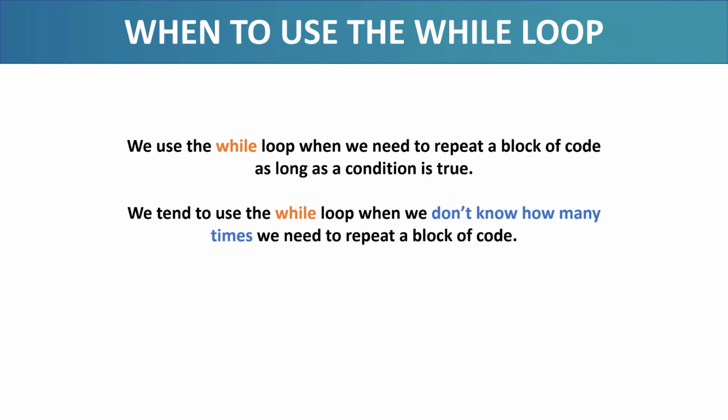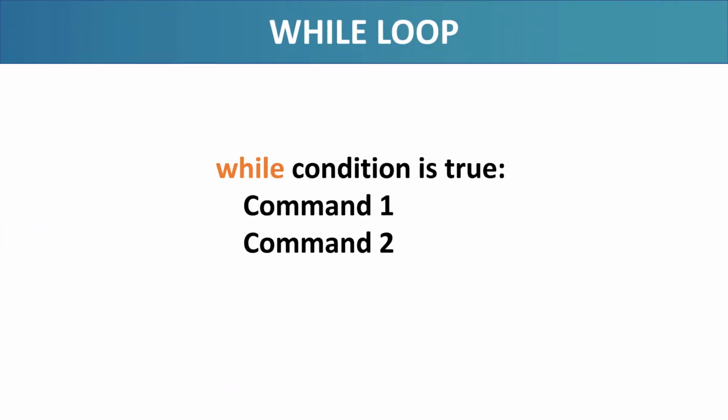We tend to use the while loop when we don't know how many times we need to repeat a block of code. The syntax of the while loop is this: while, that's a keyword, a condition is met, colon, two spaces, command 1, two spaces, command 2, and so on. With this syntax, we tell the computer, while the condition is true, repeat this block of code.